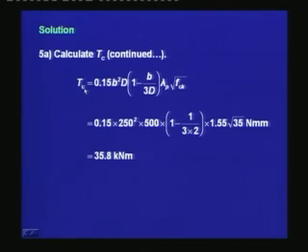Thus, the value of Tc is equal to 0.15 times 250, which is the value of B, then 250 squared times the value of D, which is 500, times 1 minus 1 divided by 3 times 2, where 2 is the value of D by B, times 1.55, which is the value of lambda p, times root over 35, which is the value of the characteristic strength. This gives the value of Tc equal to 35.8 kilonewton meters. That is the capacity of concrete to resist the torsion in absence of any shear force.